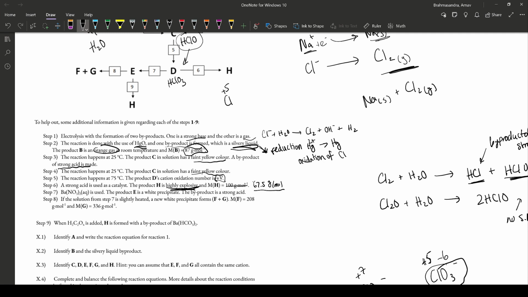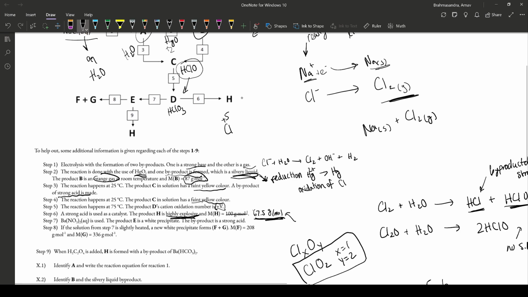And you also do have the molar mass, and you knew that it's highly explosive. So what you can do is go through again like how we did before, ClxOy, right? You can be like, okay, y equals 1, what happens? y equals 2, what happens? Etc., right? And you'll end up getting that you have ClO2. So you'll have x equals 1, y equals 2, and with this combination, you'll get this molar mass. And so the answer is H is ClO2.